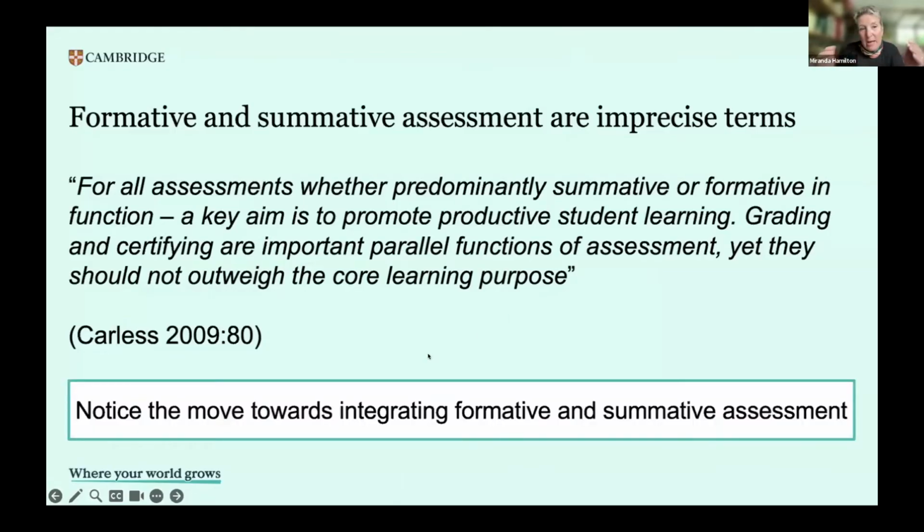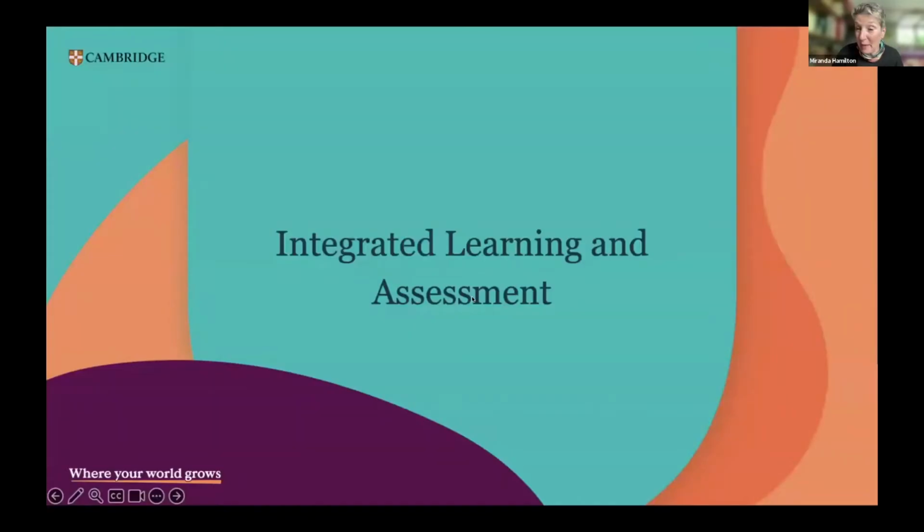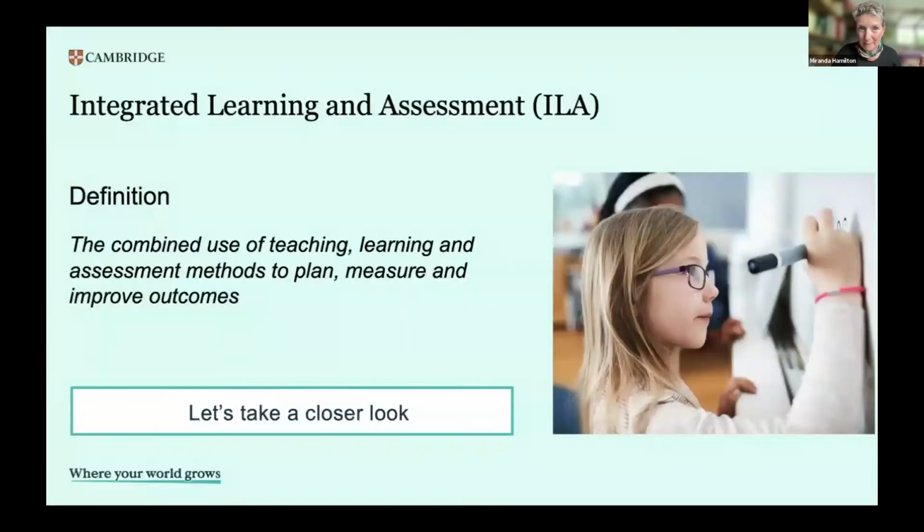So we can see here that formative assessment sits alongside summative assessment, and we're bringing them together, integrating, because they're both valuable approaches to assessment with our learners. And that brings us to integrated learning and assessment. Let's have a look at a definition. The definition is, it's the combined use of teaching, learning and assessment methods so that we can plan, we can measure, and we can improve learning outcomes. And that's really, really key.